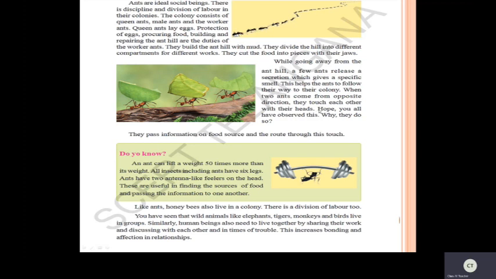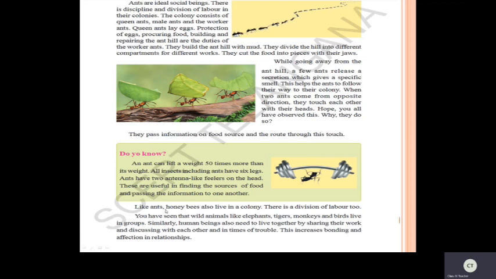So here we have seen that they will be touching their heads, and with the help of antennae they will be passing the information about food and also the route through which they can pass. Okay, children, have you seen here? See how they are carrying? Yes. So 50 times more than its weight, it can carry.